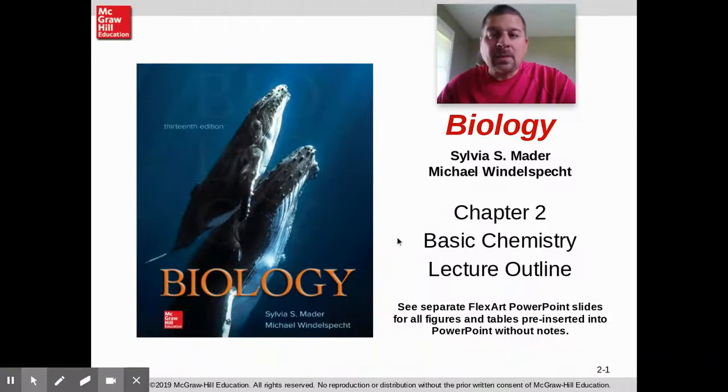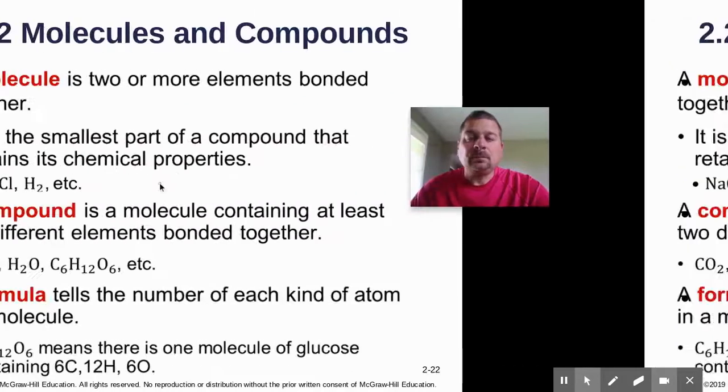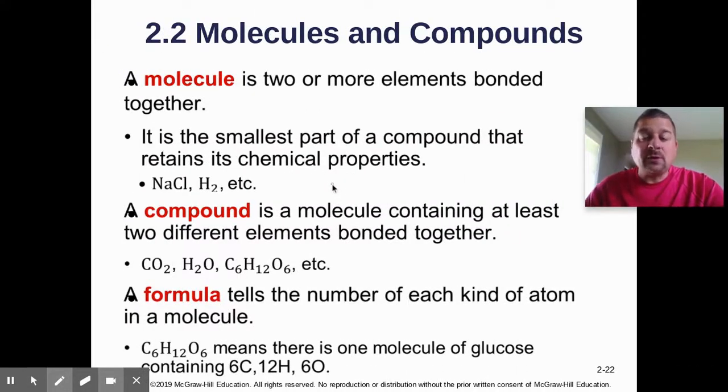Hey, Hammy here with section 2.2 for AP Biology, in which we will look at elements and compounds. First, just a review of some of the terminology.